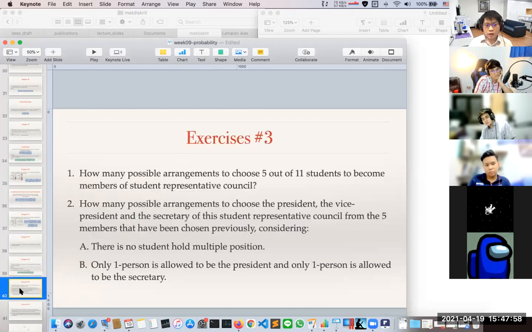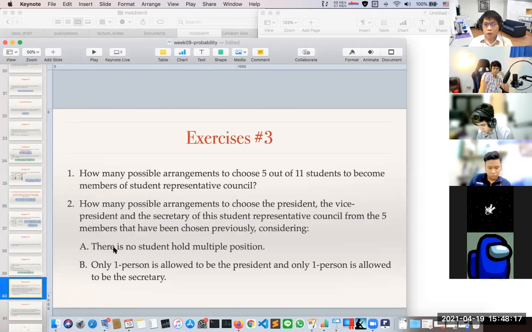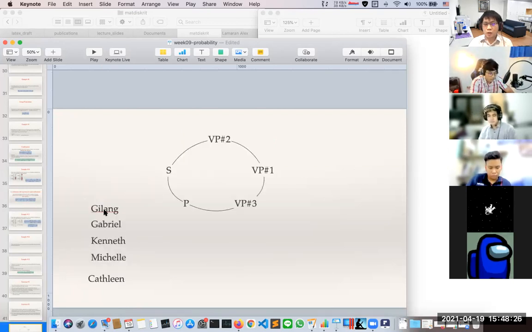Let's see from the first question, from 2A here, there is no student holding multiple positions. What does it mean? Let's say Gilang. If Gilang has been chosen as the president, then it is not possible for Gilang to be the secretary or the vice president. That is the condition for 2A. But for condition 2B here, only one person is allowed to be president and only one person is allowed to be the secretary.